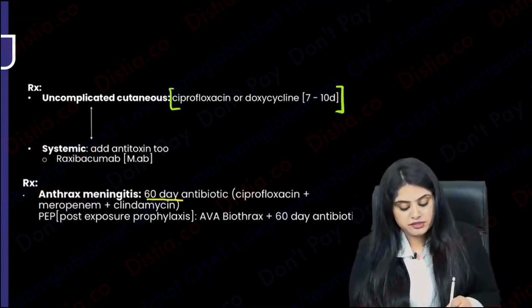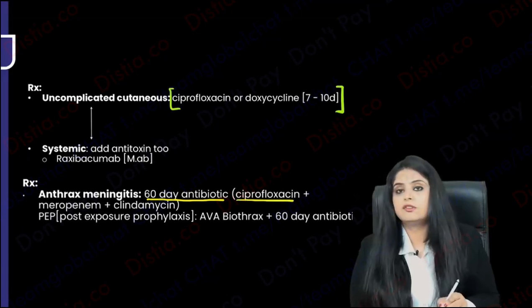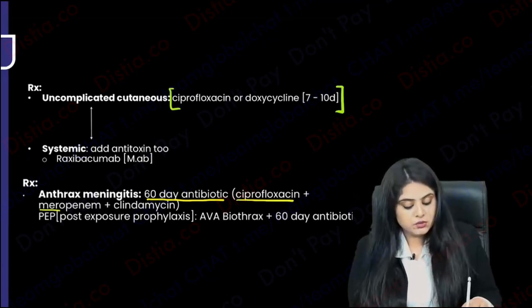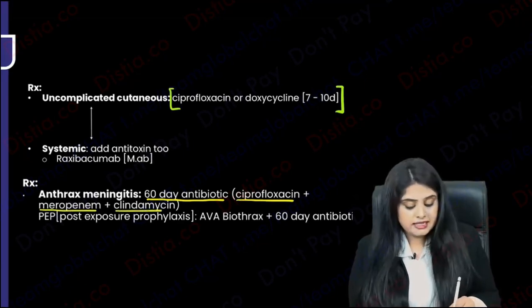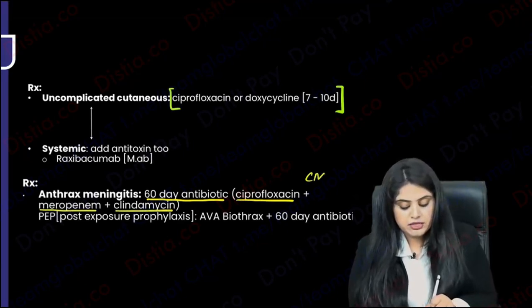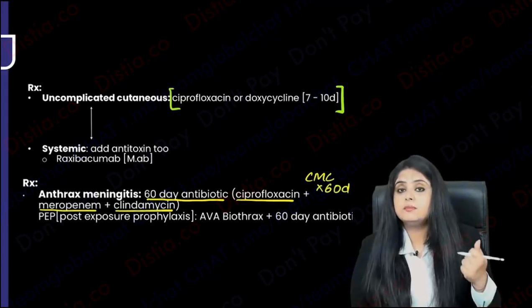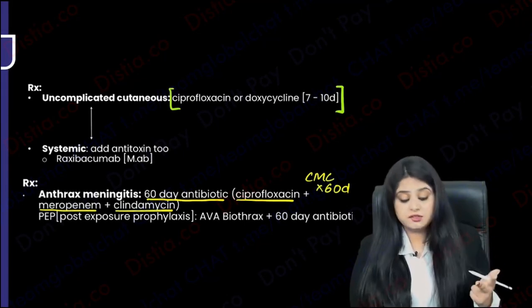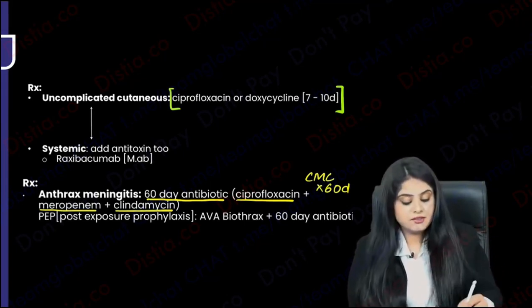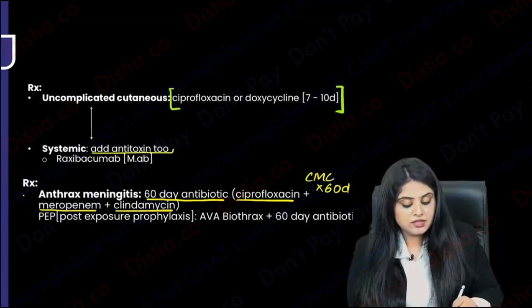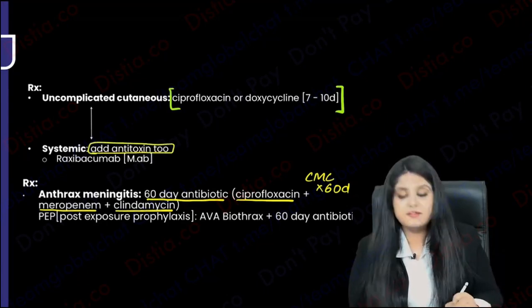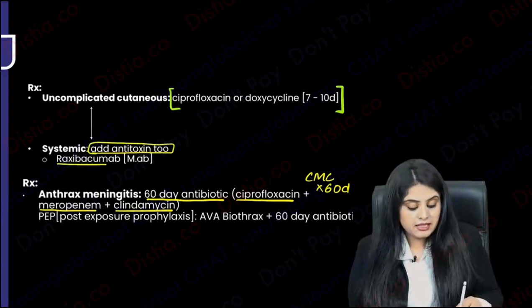You have to go in for a 60-day antibiotic course, which is not just going to include ciprofloxacin. It is also going to include meropenem and clindamycin. Then you have to go in for a three-drug combination for 60 days: ciprofloxacin, meropenem and clindamycin for 60 days. And on top of that, guys, you also have to add an antitoxin. Now we have an antitoxin also that is available. We have a monoclonal antibody available.